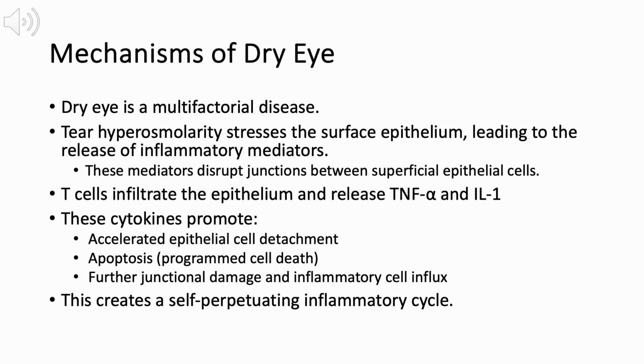Dry eye is a multifactorial condition in which tear hyperosmolarity plays a central role by stressing the ocular surface epithelium. This stress triggers the release of inflammatory mediators that disrupt the tight junctions between superficial epithelial cells. As the inflammation progresses, T cells infiltrate the epithelium and release pro-inflammatory cytokines such as TNF-alpha and IL-1. These cytokines further accelerate epithelial cell detachment and programmed cell death or apoptosis, causing additional junctional damage and attracting more inflammatory cells. Ultimately, this cascade results in a self-perpetuating cycle of inflammation that underlies the chronic nature of dry eye disease.